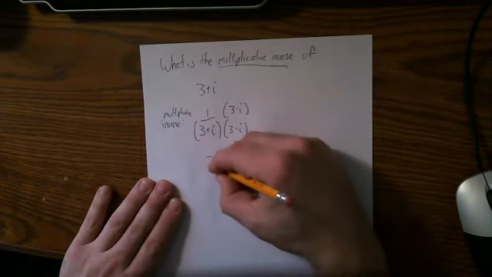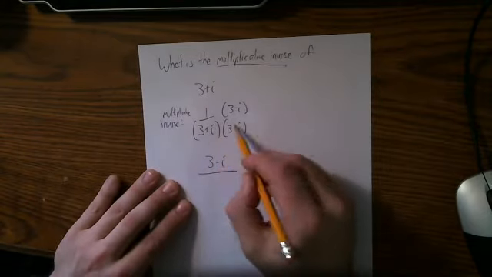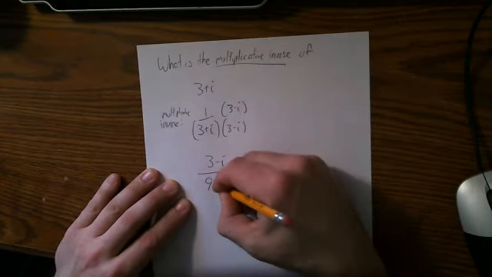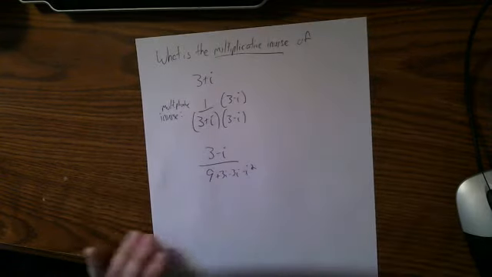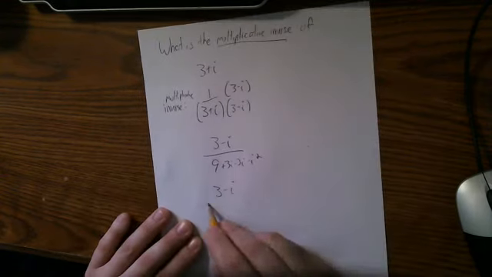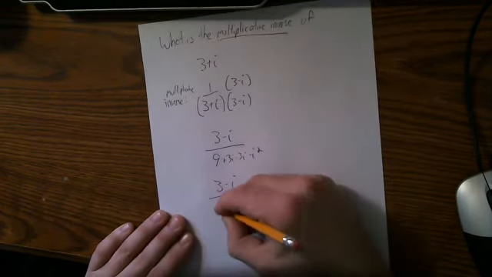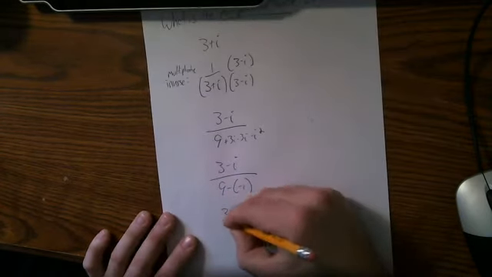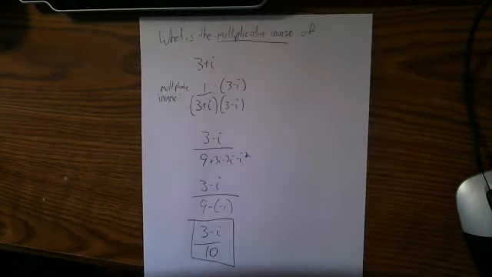1 times 3 minus i is 3 minus i. And now let's FOIL the denominator. 3 times 3 is 9. Negative 3i, positive 3i, and minus i squared. So the numerator, 3 minus i, over, negative and positive cancel, 9 minus i squared, which is negative 1. So you end up with 3 minus i over 10, which cannot be simplified. So this is the multiplicative inverse of 3 plus i.